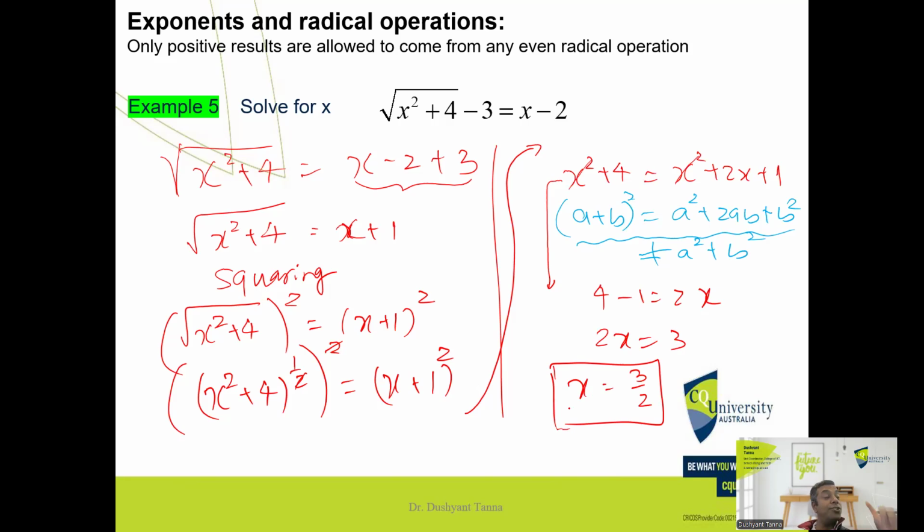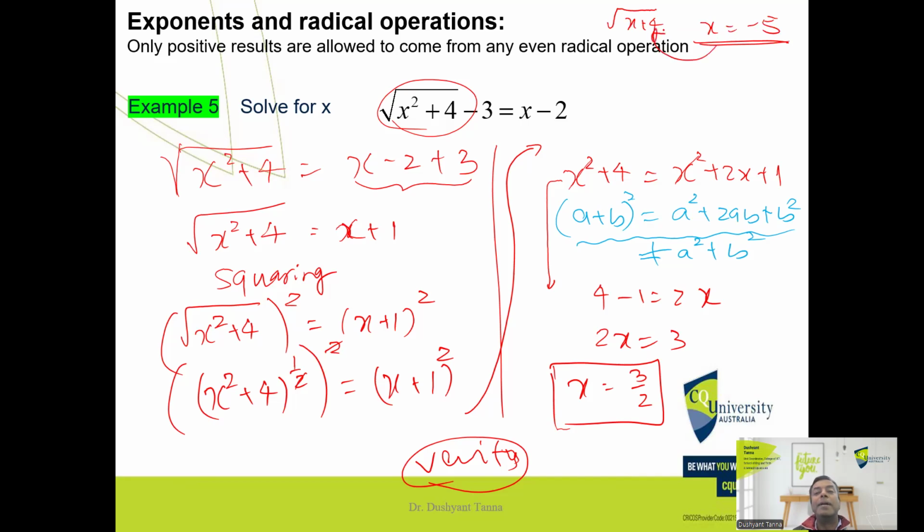Right. Now, a cautious word here. Whenever you get a root or reciprocal inside a composite function, always verify, either in your brain or on a piece of paper. Here, my root term is positive, so it's fine. But what if the question was x plus 4 and my x was negative 5? Then when I plug in, it becomes undefined. That's why you have to verify or check whether your answer is valid or not. In this instance, it's fine.